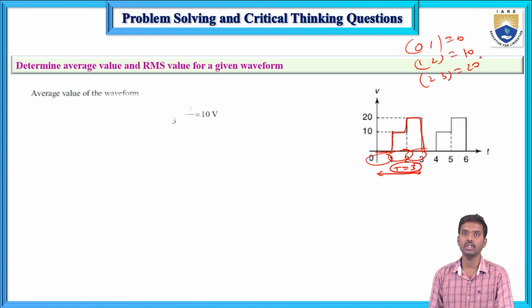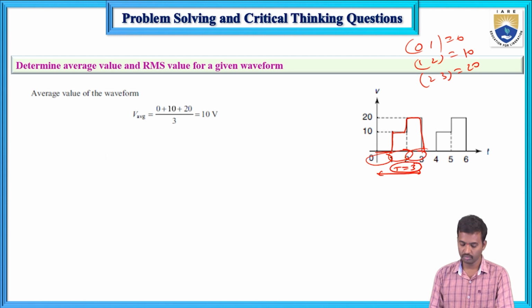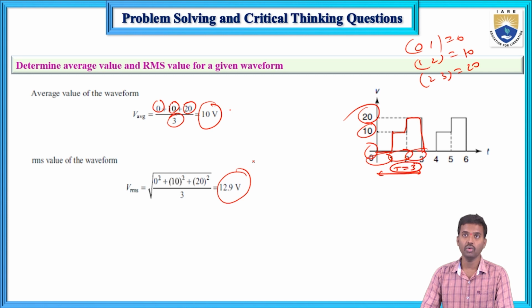Same thing here: 0 plus 10 plus 20, the area under the curve, divided by the time period 3. That value is 10. And next, what about the RMS value? In the first problem, we solved like this only: 0 square plus 10 square plus 20 square divided by 3 and under root, that equals 12.9 volts. That is the RMS value for this waveform, and this is the average value.